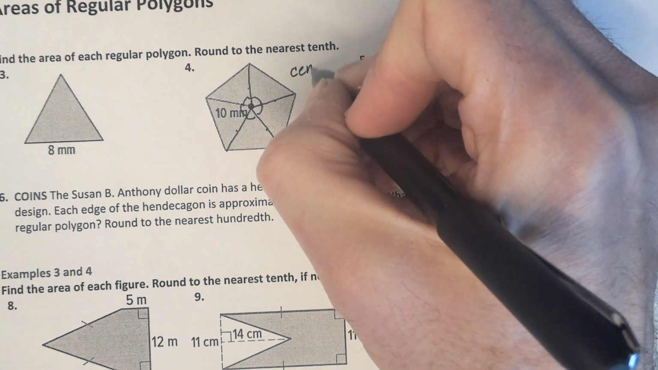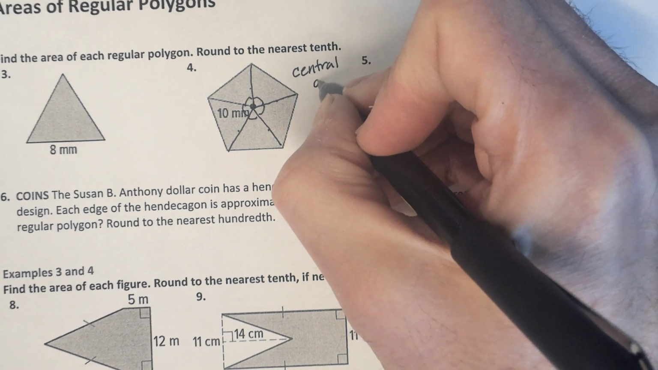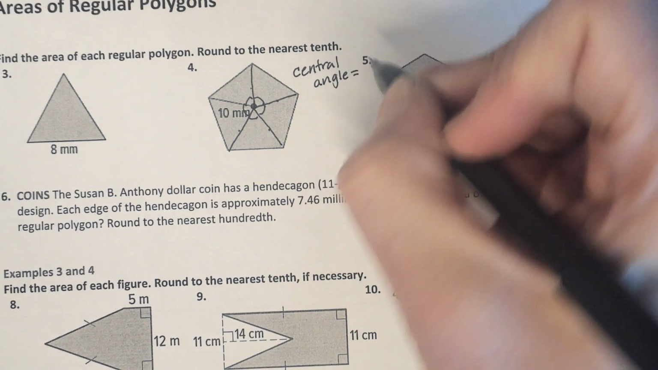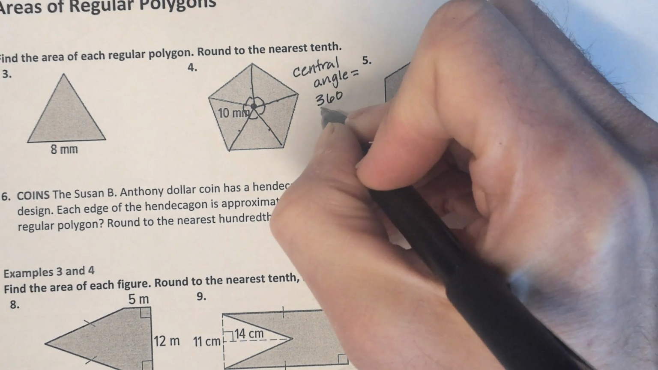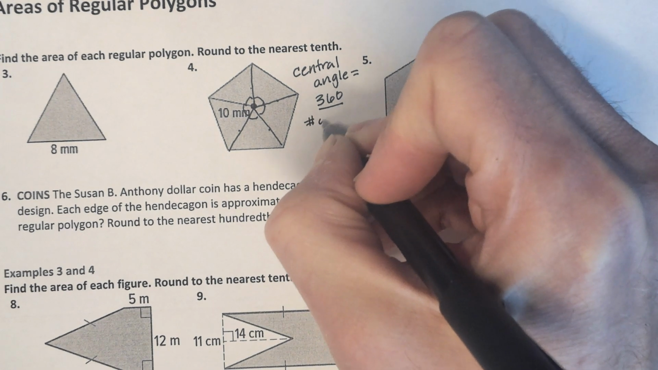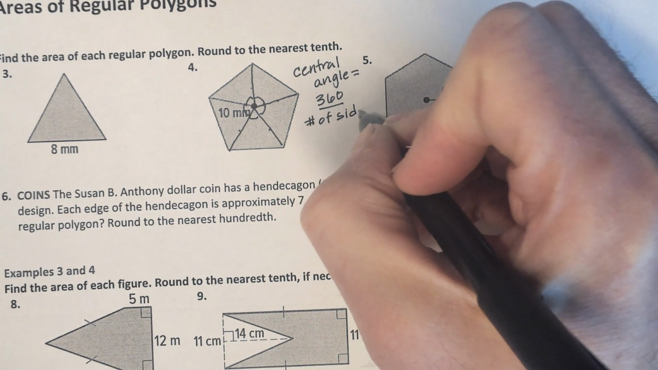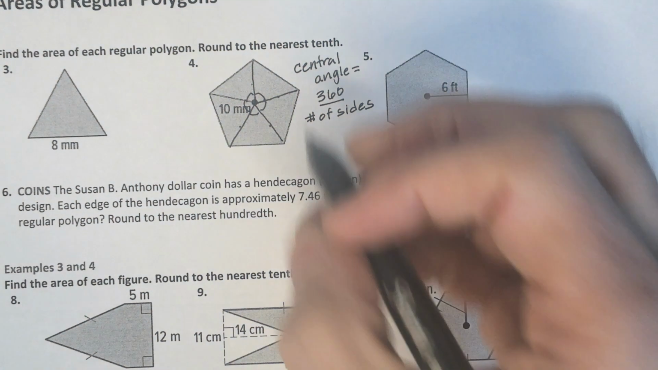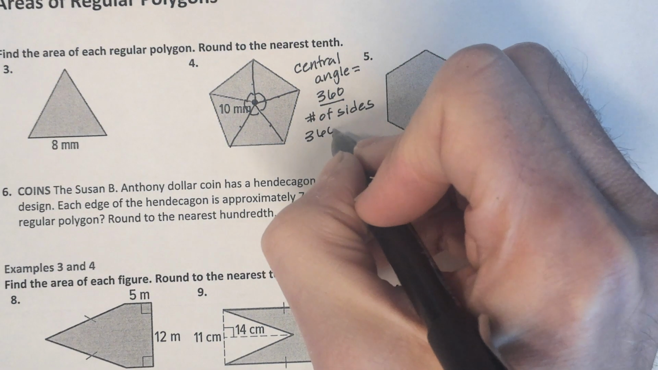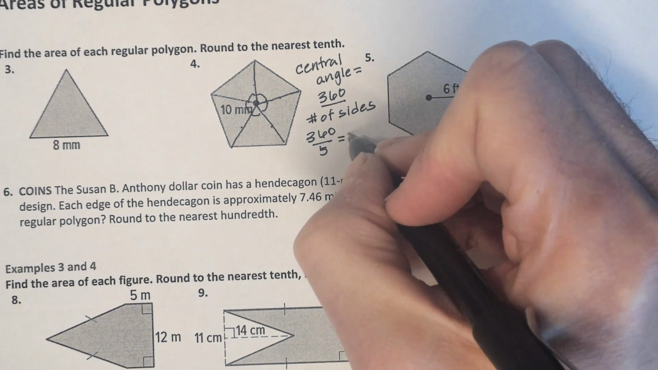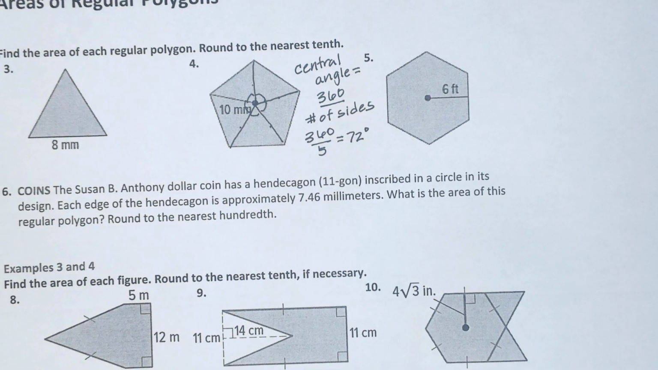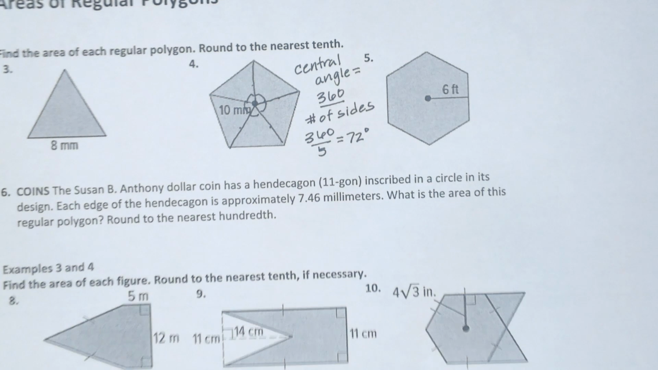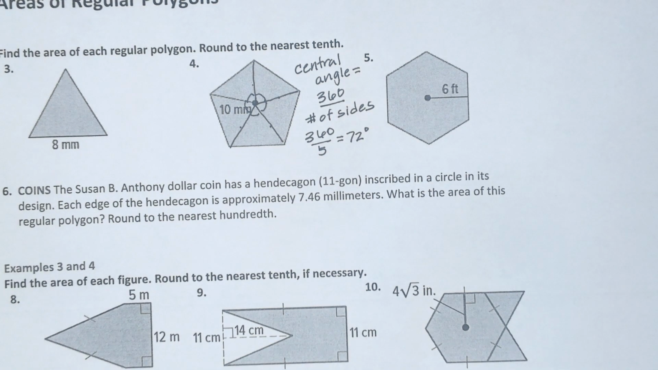So to find the central angle, we are going to do 360 and divide it by the number of sides of our shape. Okay, 5-sided shape, pentagon. We're going to do 360 divided by 5 and get 72 degrees. We did that in the previous problem. It was 72 there as well.